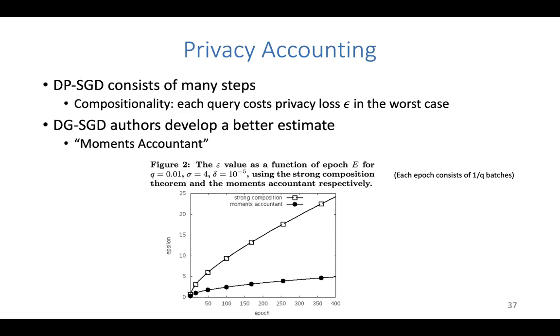So yeah, this is the whole idea behind DP-SGD. When you use DP-SGD with very carefully tuned hyperparameters, you can guarantee a certain level of epsilon-delta privacy, epsilon-delta differential privacy.